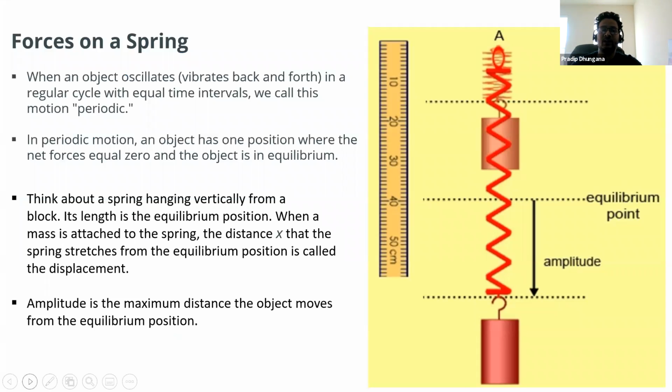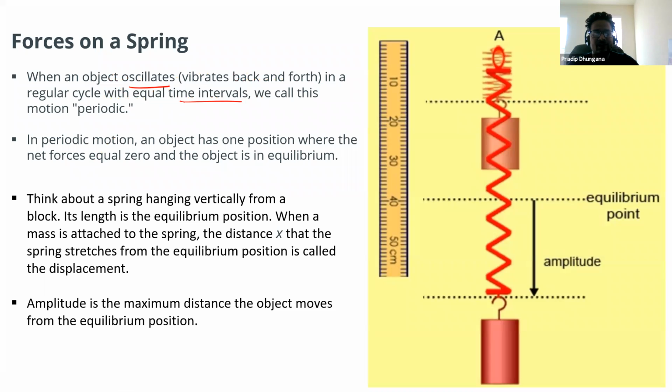Okay, let's start with forces on a spring. Let me grab my pen as well. Let's define periodic motion at first. When an object oscillates, that means vibrates back and forth, it goes back and forth in a regular cycle with equal time intervals. We call this motion periodic. This type of motion is called periodic motion.